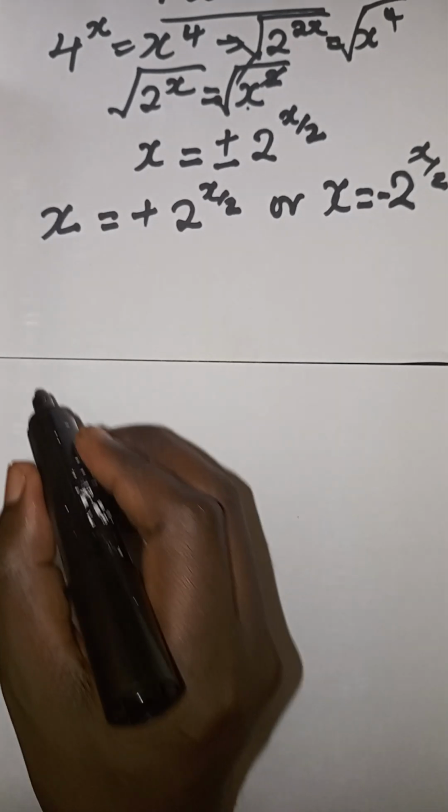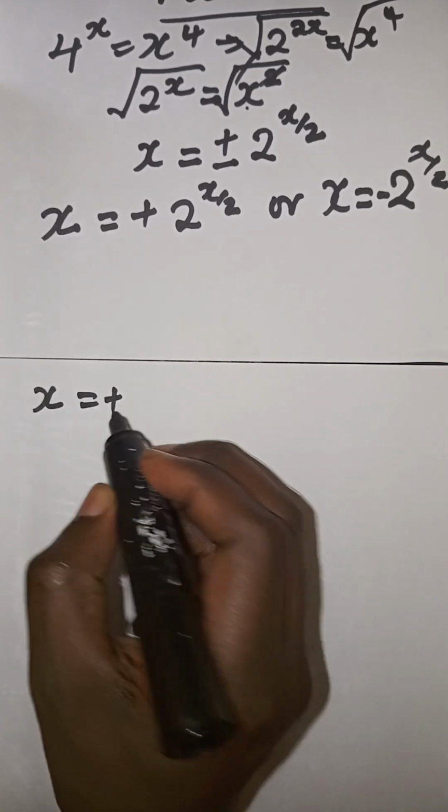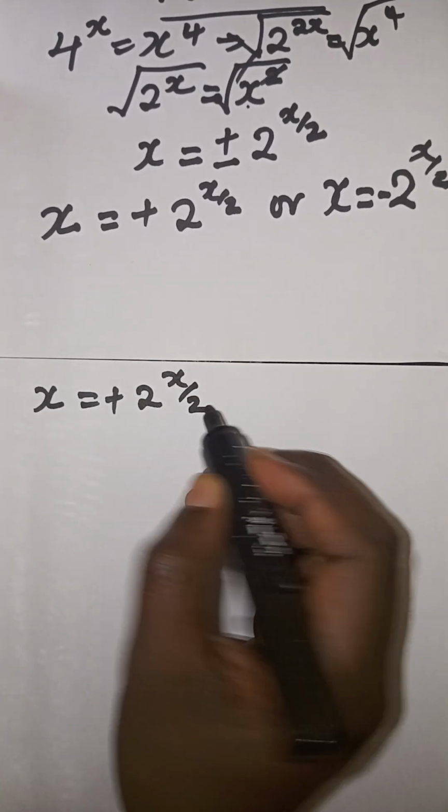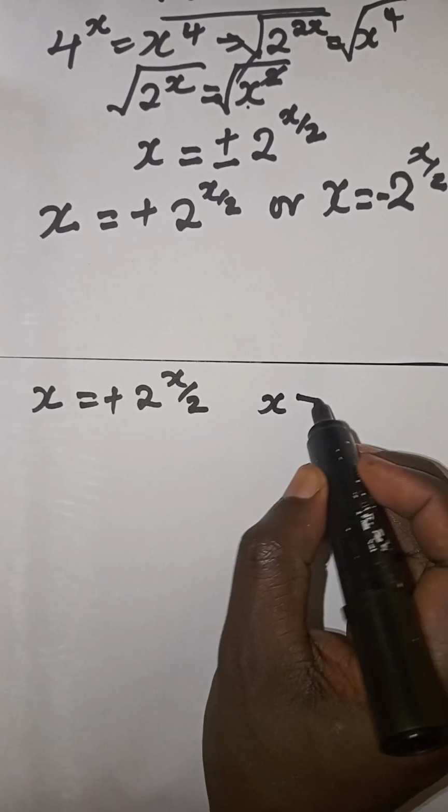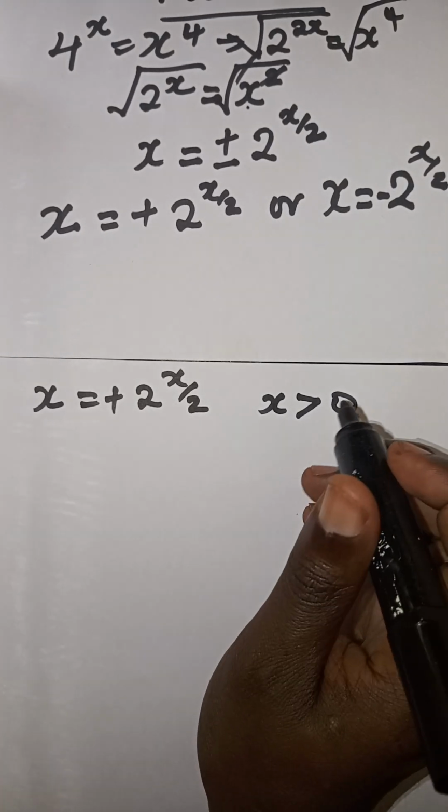So for the first case, let us start with x is equal to positive 2 raised to x over 2. That tells us the value of x should be greater than 0.